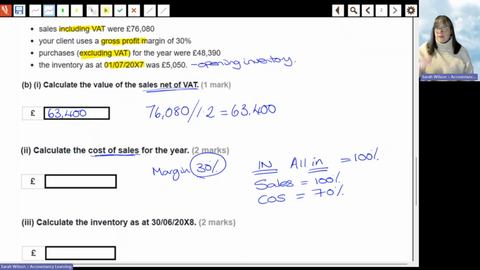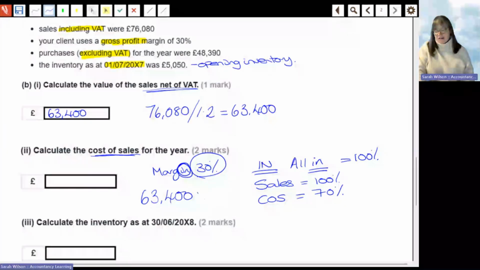This is different to markup, where you would use cost of sales at 100% and then step up by your markup percentage. So we're doing margin. So remember, we've got the in there to remind us that we're basing it on 100% sales. Cost of sales is 70. So therefore, our calculation will be 63,400 multiplied by 70% to give us 44,380.